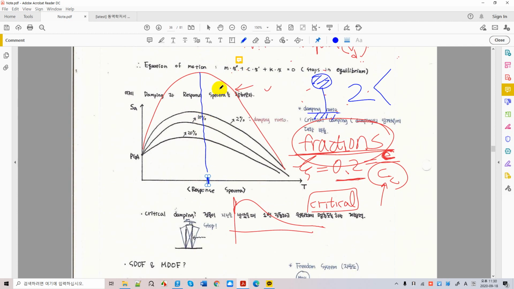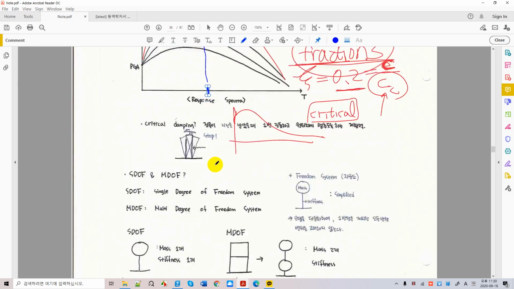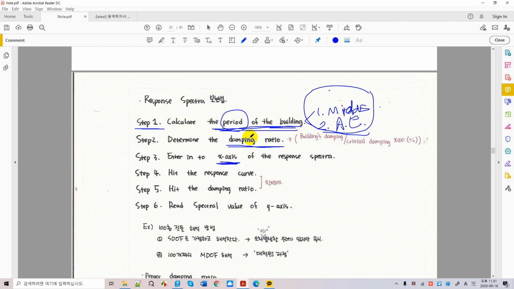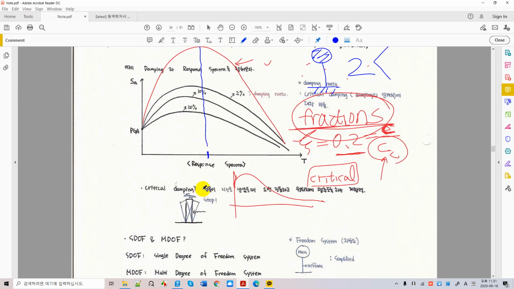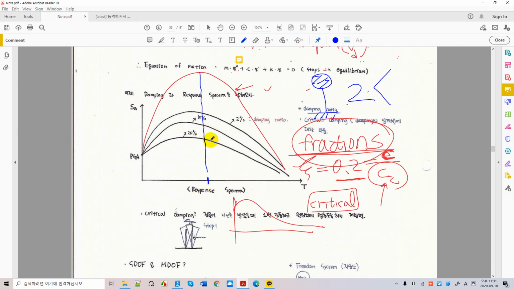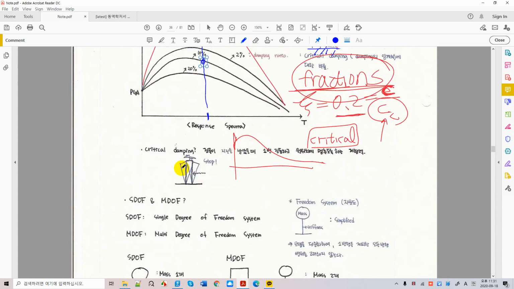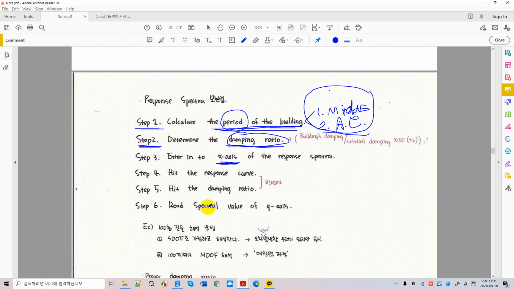But you hit multiple response curves, a lot of response curves. So which one is yours? You don't know yet? Yes, you know. How? Because you have determined the damping ratio in the second step. So say you have 5% or 10%, then this curve is yours, because you know that your damping is 5%. This is your curve right there. So now, what's next?